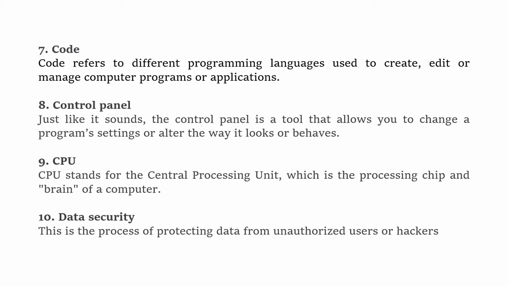Next is the CPU, which is the central processing unit, a processing chip inside the computer, and we also call it the brain of a computer. Data security is the process of protecting data from unauthorized users.